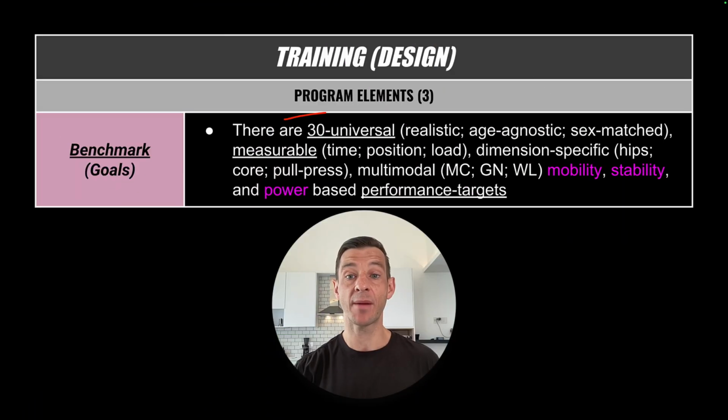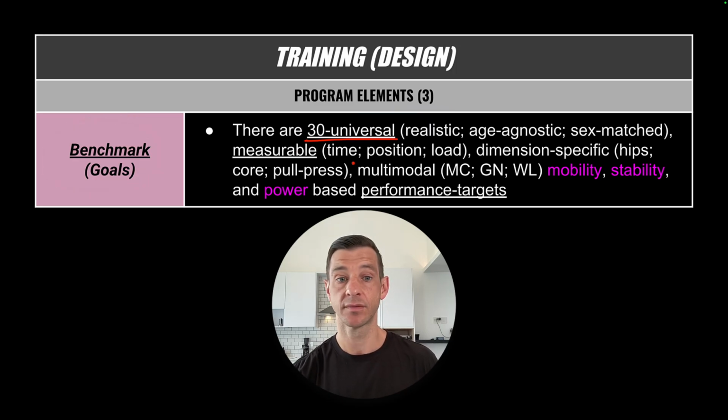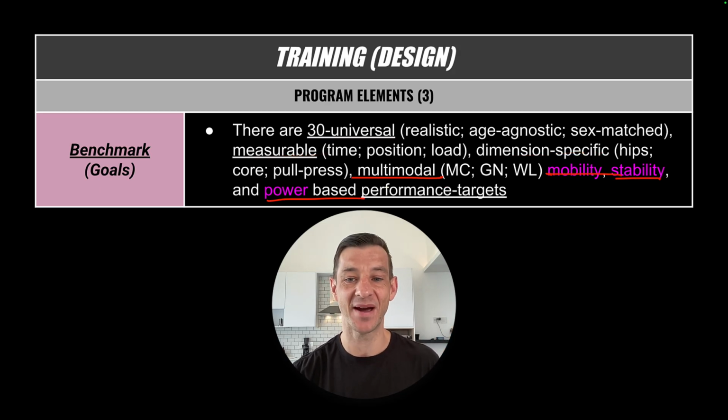So for our first program element, we have benchmark goals, which we define in the following way. They are 30 universal, measurable, dimension specific, multimodal, mobility, stability, and power-based performance targets. For us, universal means realistic, age agnostic, and sex matched.